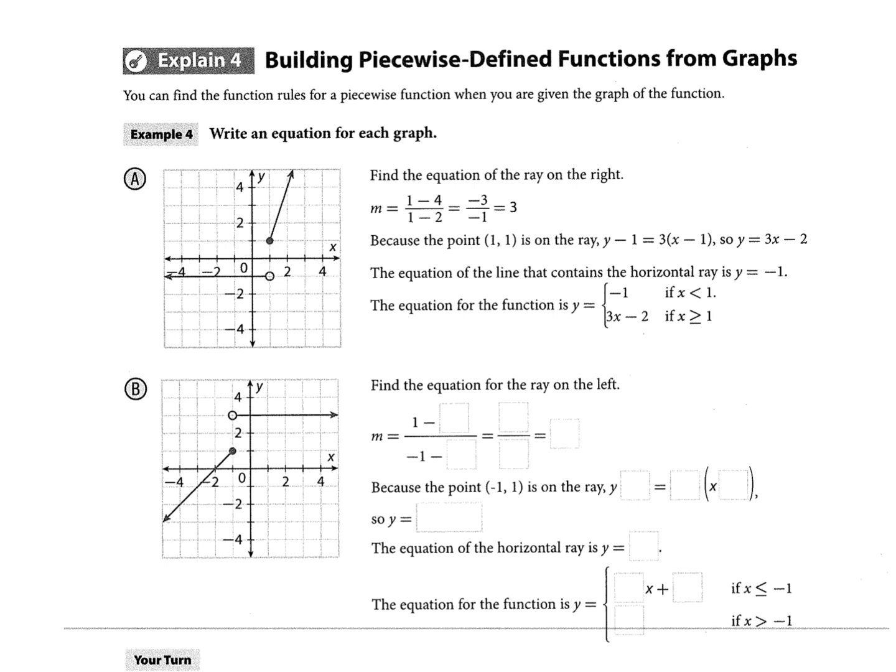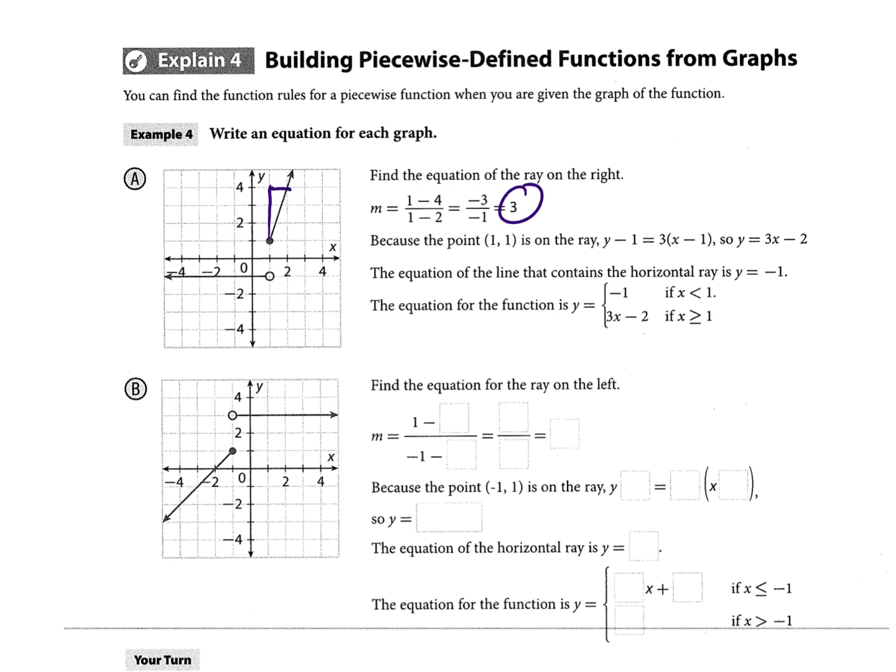Building piecewise defined functions from graphs. You can find the function rules for a piecewise function when you are given the graph of the function. So it says, writing an equation for each graph. Find the equation of the ray on the right. They start out by finding the slope, which is up 3 and over 1.